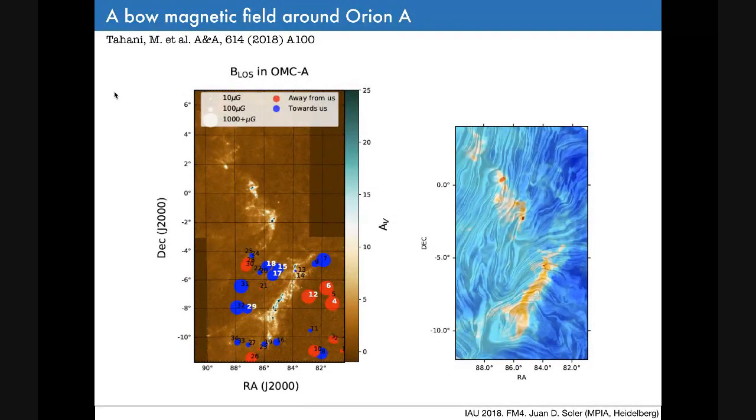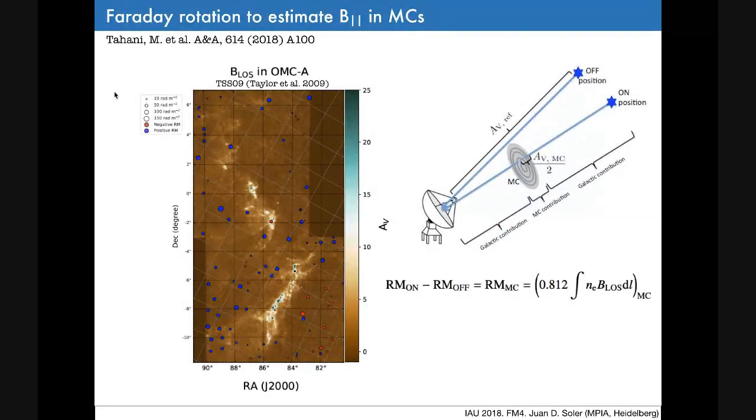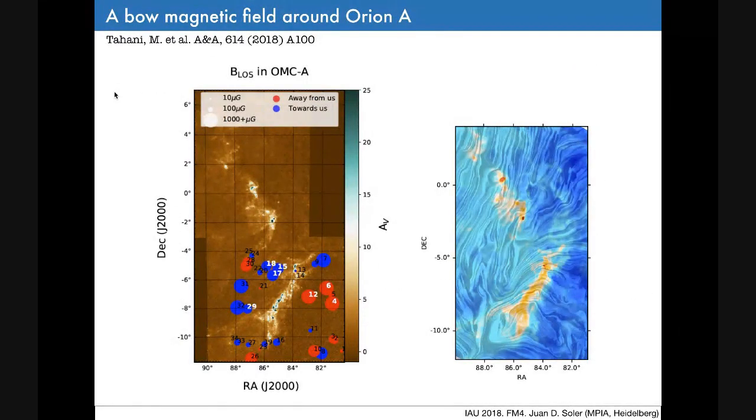So the bad news is that the uncertainties are large, but the good news is that there are more and more surveys that are going to do this kind of observation. So this is the TSS09 survey that has like one source or a few sources per square degree. There are surveys that now have a few, up to tens of sources per square degree. So we expect to get better estimates for the line of sight magnetic field.